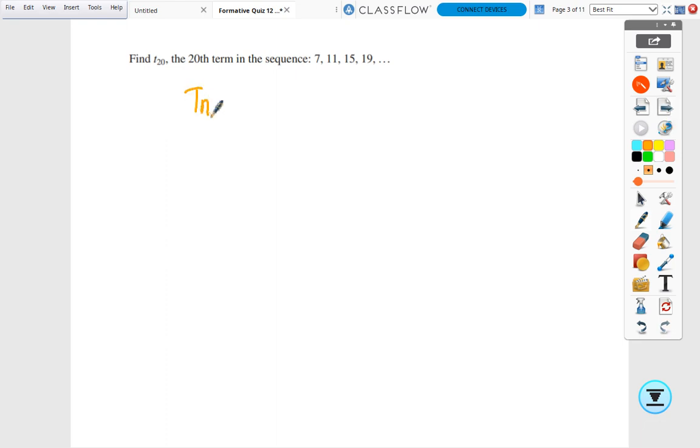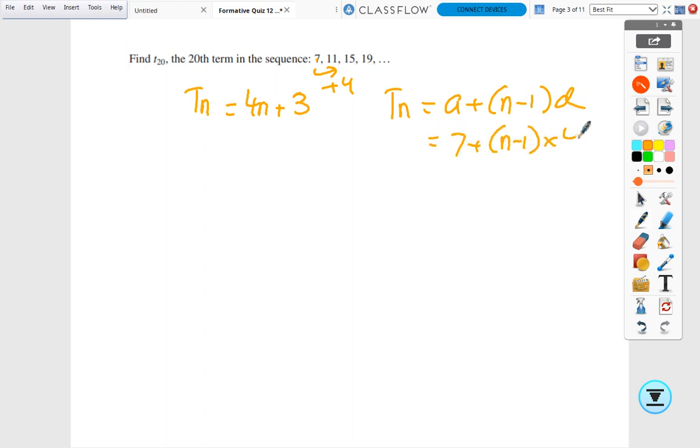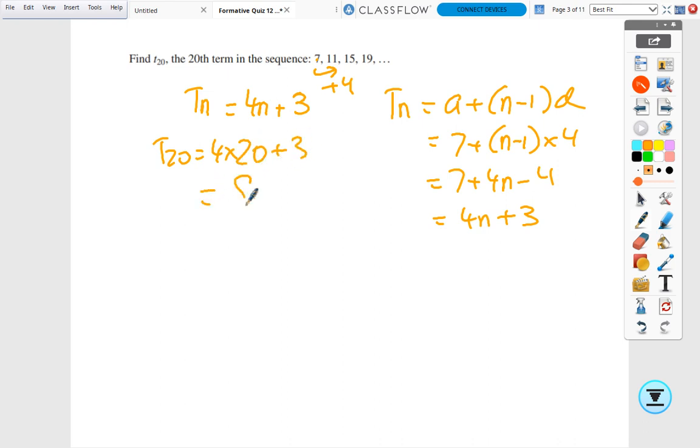Okay, so Tn, it's going up by 4s, so it's 4n, and then the difference between those numbers is 3, so we do 4n plus 3. Okay, so that's the general term. If you're not using shortcuts, you just have to use A plus n minus 1 d, which is 7 plus n minus 1 times 4, which is 7 plus 4n minus 4, which is 4n plus 3. Okay, and then T20 equals 4 times 20 plus 3 equals 83. Okay, come across.